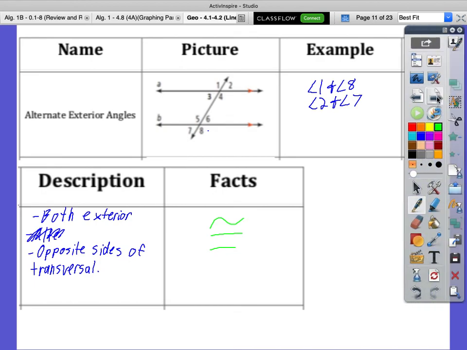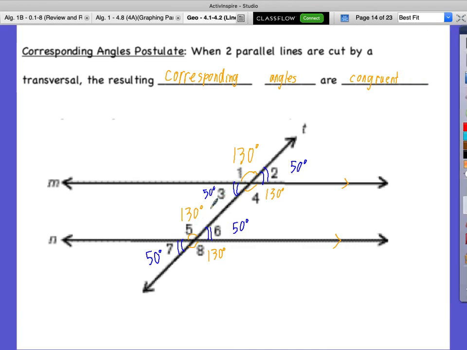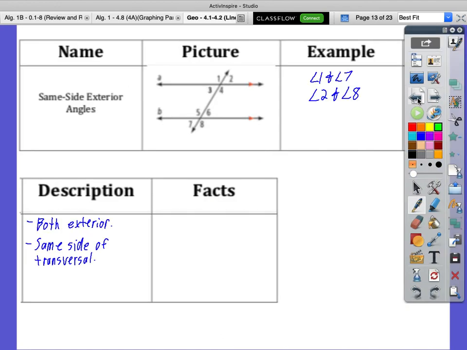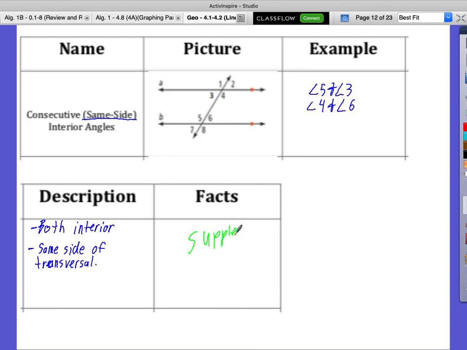Okay? For same side interior angles, if you look at a pair of same side interior angles like 3 and 5, what do you notice about them? They're not congruent, but do we notice something special about 130 and 50? They equal 180. So what do we call that if they add to 180? Supplementary. And what do you notice about 4 and 6? Are they supplementary too? Yes. So our same side interior angles are supplementary when those lines are parallel.